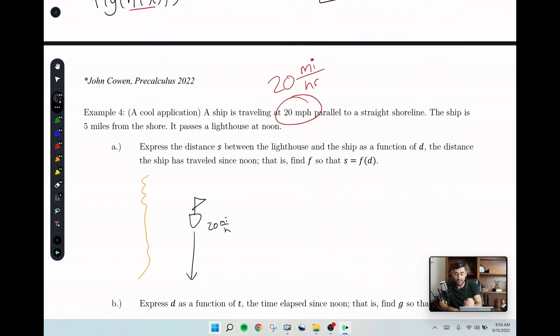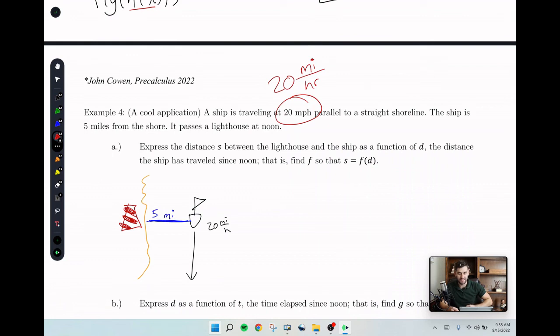The ship is 5 miles from the shore, right? So here's the question. Is that blue line, that 5 miles, ever going to change if it's going parallel? It's going to stay 5 miles forever. Just a thought for our brain. It passes a lighthouse at noon. Here's my lighthouse. So let's pretend the ship's at noon right now, right? Okay.